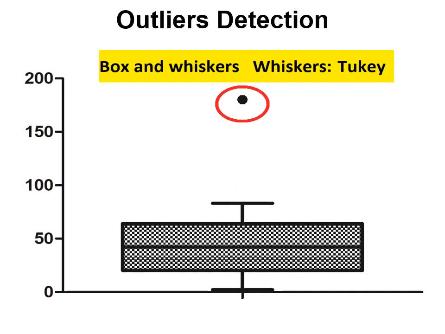How to check outliers? We use box and whiskers with post test, which is Tukey test, by using GraphPad Prism 5 or 8. Here the outliers are expressed as a point here. So this point means that this data contains one outlier.